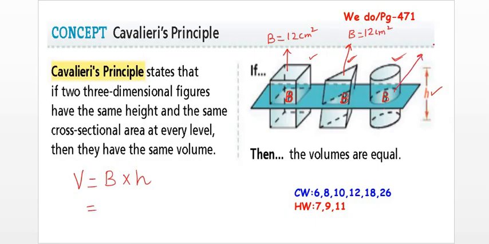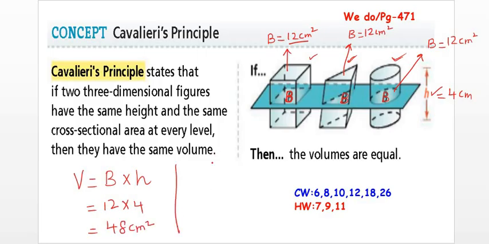How much will be for this one? It will also have the same cross-sectional area, that is 12 square centimeters. Now what is the height of each one of these? Let's say the height is 4 centimeters. So how will you find the volume for the first one? So you will take the cross-sectional area, that is 12, and you will multiply it with the height, that is 4. So it will become 48 cubic centimeters.